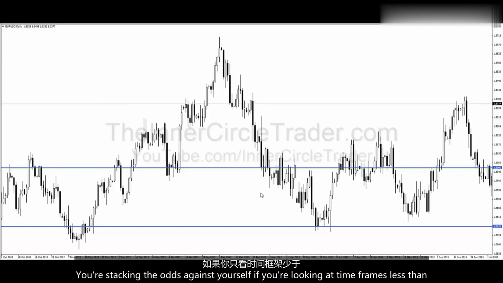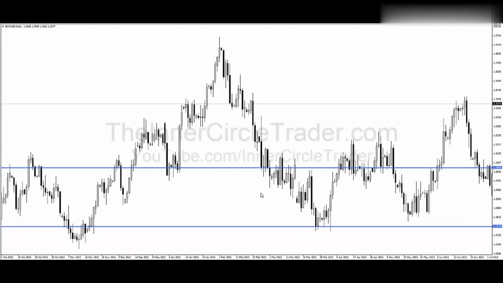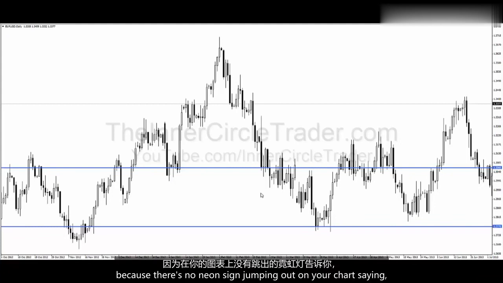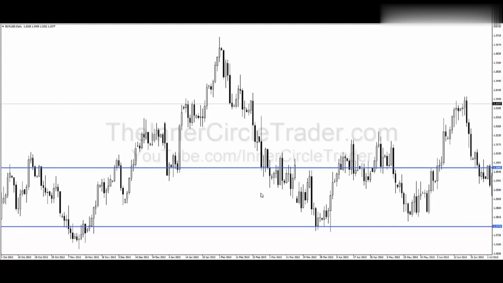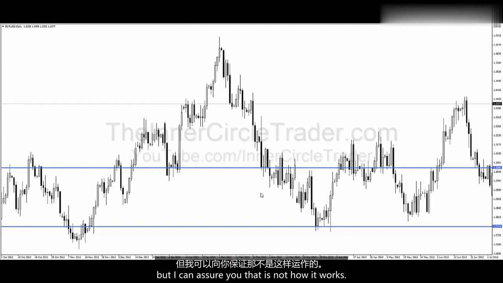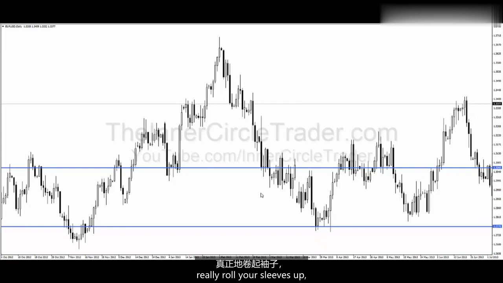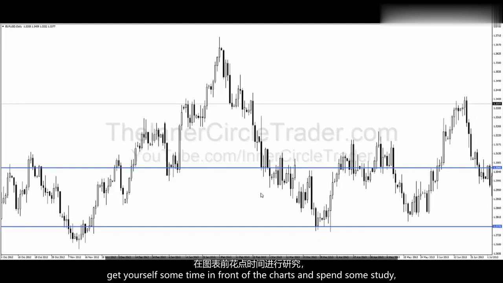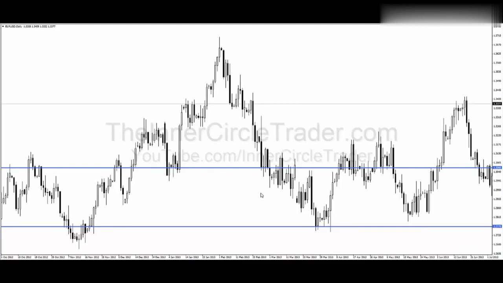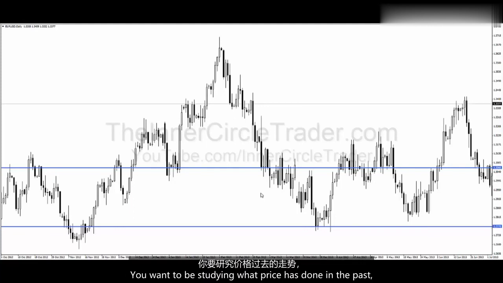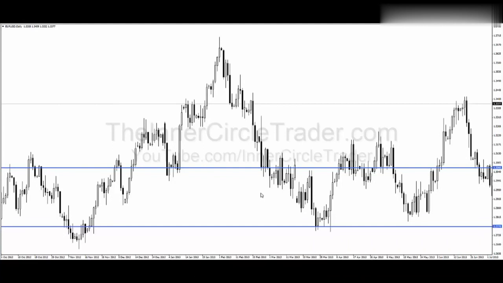You're stacking the odds against yourself if you're looking at time frames less than 60 minutes all the time, because there's no neon sign jumping out on your chart saying, okay, this is a buy. Now, you may believe that's the case, but I can assure you that is not how it works. If you spend the time in the exercises that we're going to be covering in this episode, really roll your sleeves up, get yourself some time in front of the charts, and spend some study. Not looking for trades.